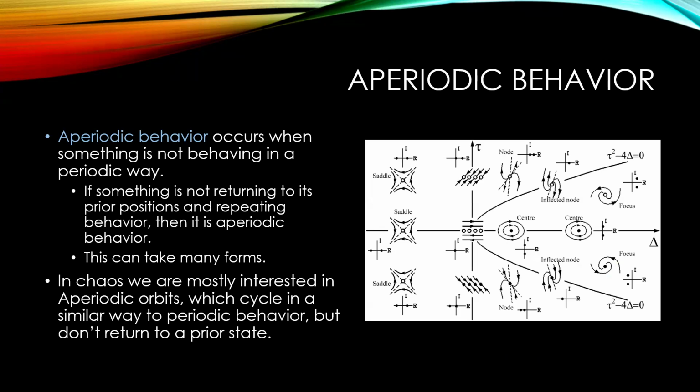This can take many, many forms. In chaos, we are mostly interested in aperiodic orbits, which cycle in a similar way to periodic behavior, but don't return to a prior state. And so imagine something which is repeating, but it's always a little bit off. That's what's happening with a chaotic behavior.